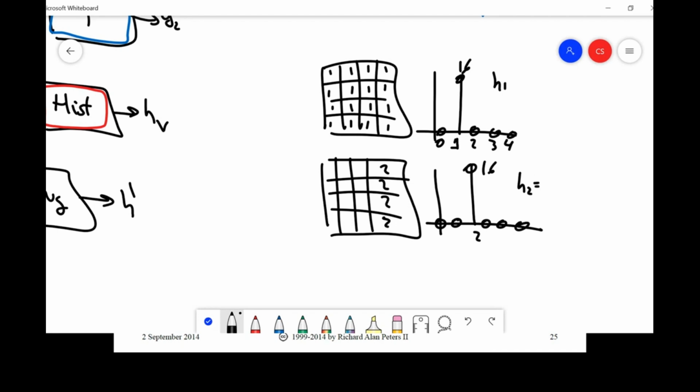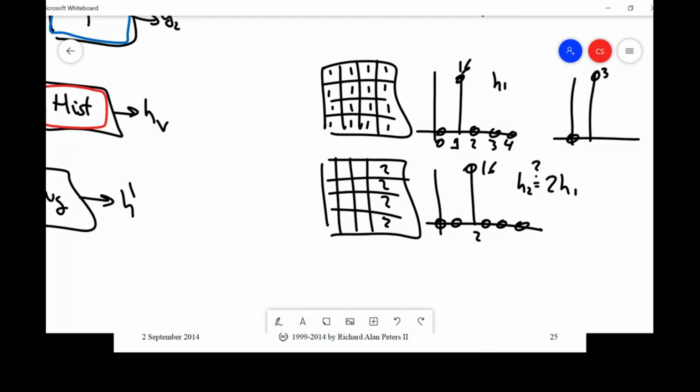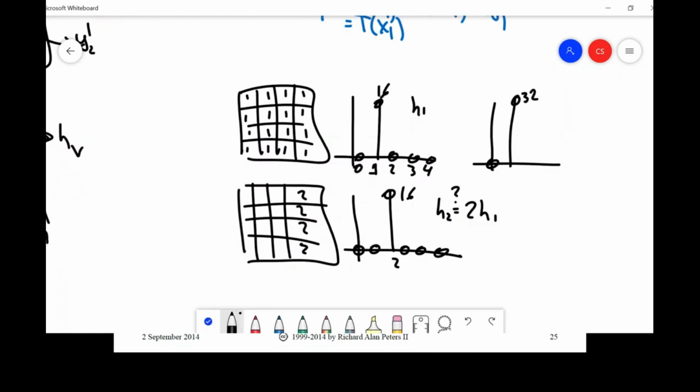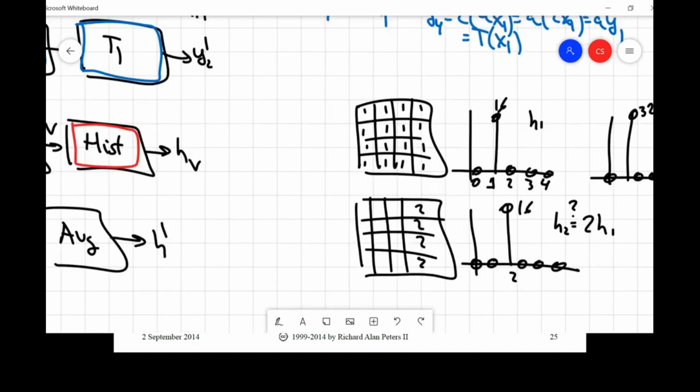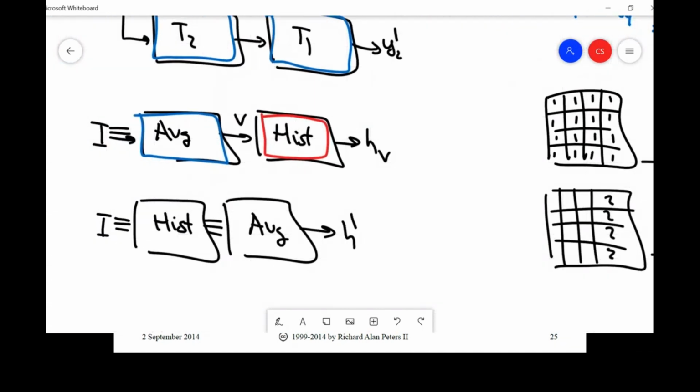So now the question comes. Histogram 2 is equal to twice histogram 1? It is not, because twice histogram 1 is this map here, which goes to 32, and these two are not equal. So computing a histogram is not a linear operation. So counting in general is not a linear operation.